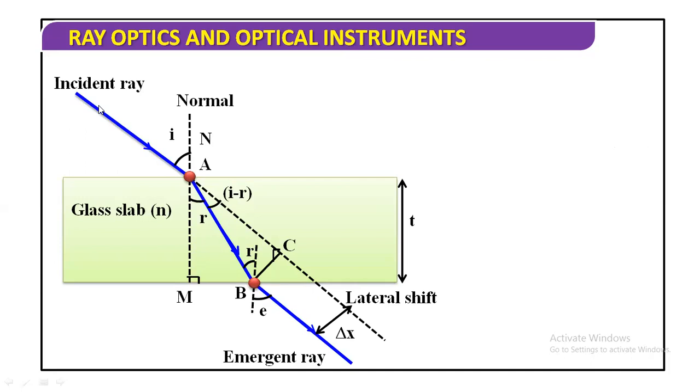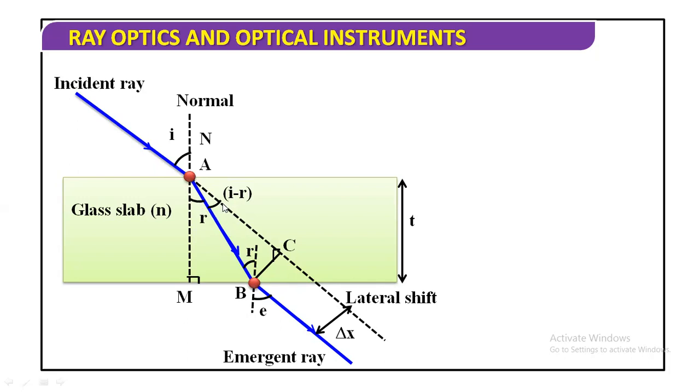So now this is our incident ray making an angle I with the normal. And if there is no glass slab in the path of the ray of light, then definitely the ray of light will follow this path shown by these dashed lines. But because of the presence of the glass slab, the light will bend, because light is going from the rarer medium to the denser medium, so the light will bend towards the normal. So at this point, the light will bend and it will reach the glass slab at point B, making an angle R with the normal.